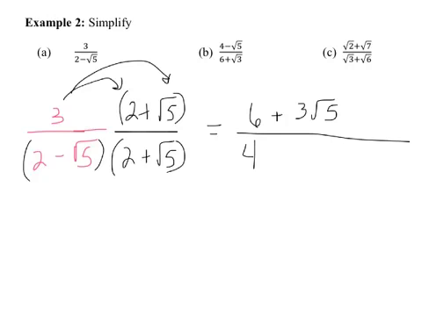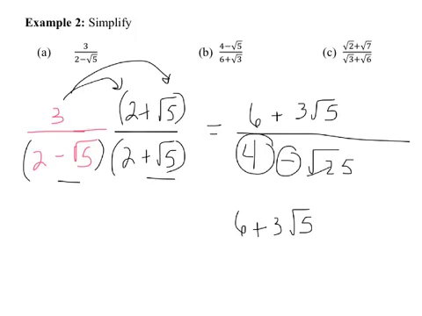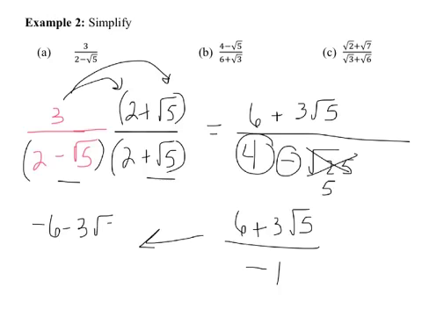Then outer is going to give me 2 root 5. Inner is going to be negative 2 root 5. Those cancel. And then the last part, when I do this times this, I'm going to get minus root 25. So this resolves into 6 plus 3 root 5 over 4 minus, what is this number here? That's a 5. And 4 minus 5 is negative 1. So this is all over negative 1. So this could also simply be written as negative 6 minus 3 root 5, if you divide the negative 1 into both terms.